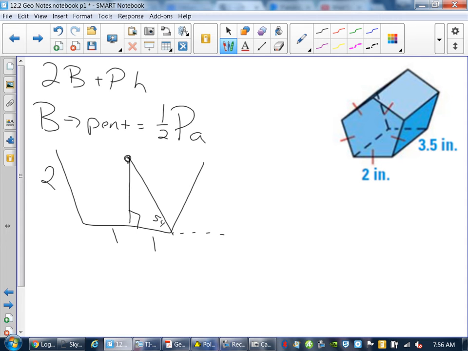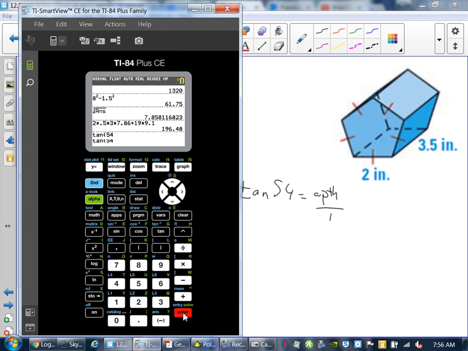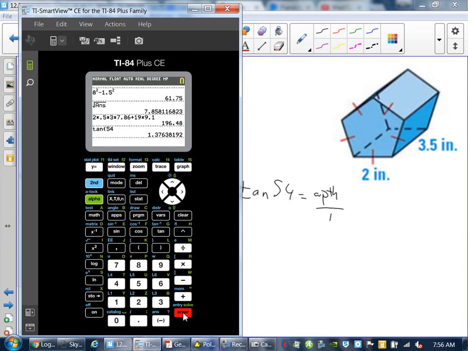So, tangent 54 is something over 1. Is our apothem divided by 1. What's anything divided by 1? Itself. So do I have to worry about that 1? No. Even if I multiply by 1, it doesn't matter. So really my apothem becomes the tangent of 54, which is 1.38. Okay. I start putting that together.